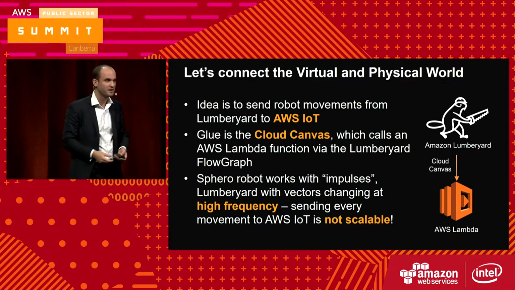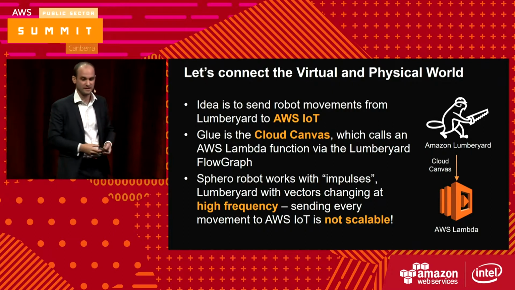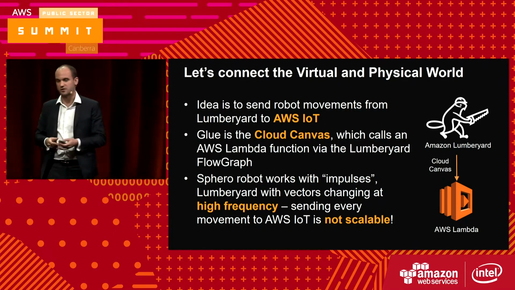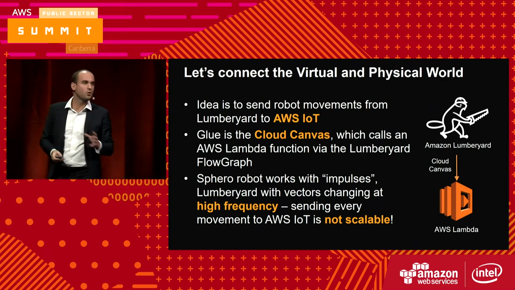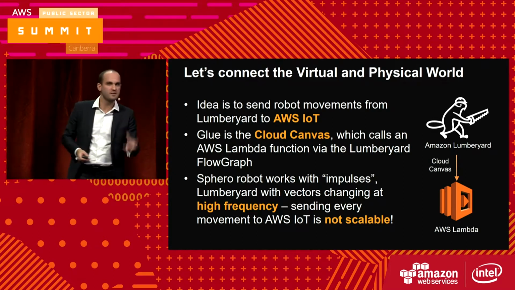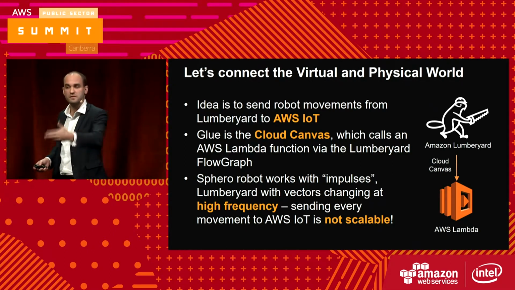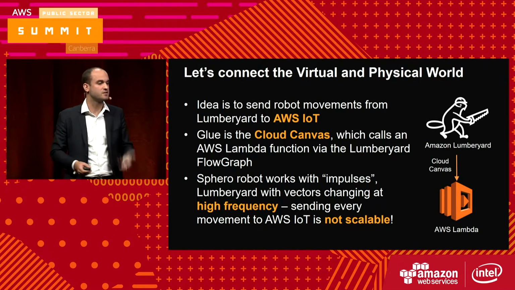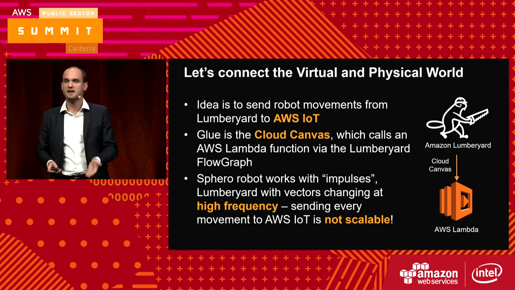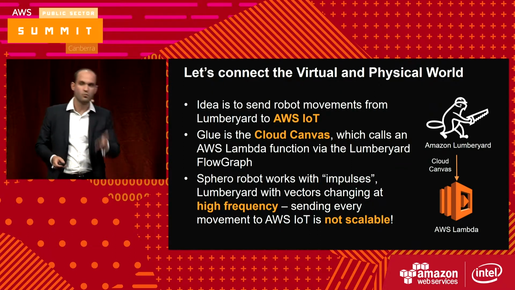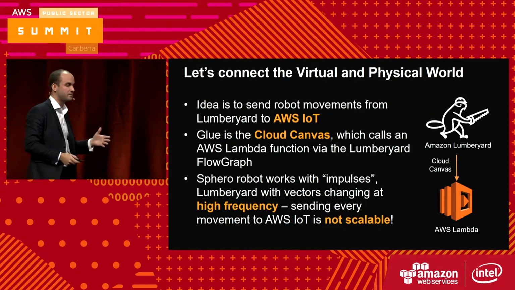Yes, I could, but it probably wouldn't be a very smart or cost-effective way of doing it. So what we're rather going to do is use Amazon Lambda, and a component called Cloud Canvas. Now, Cloud Canvas allows us to access any AWS resources within the Lambda engine itself. So in this scenario, I'm actually going to access an AWS Lambda function. So when my robot roams around in the virtual world, I will call a Lambda function.